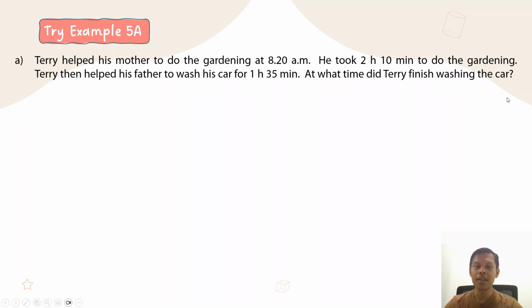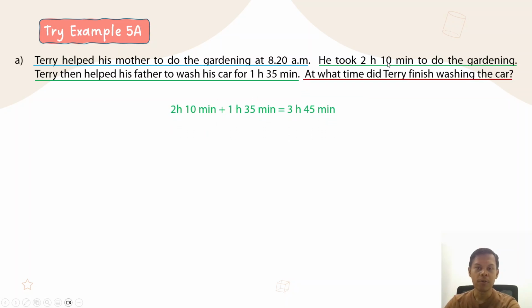So over here it is given the starting point, which is 8:20 a.m. and then the duration. He did 2 tasks on this day, gardening for 2 hours 10 minutes, and then he helped his father to wash his car 1 hour 35 minutes. That's the duration. And then they are asking about the finishing time. So what do we need to do? Yes, we read line by line, try to take out all the keywords there and try to solve this question.